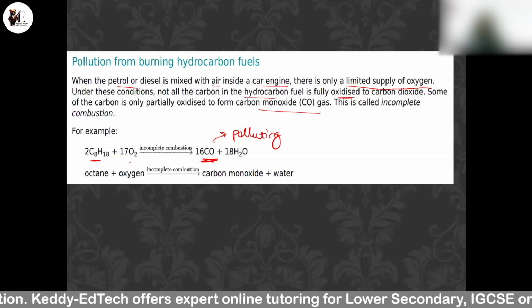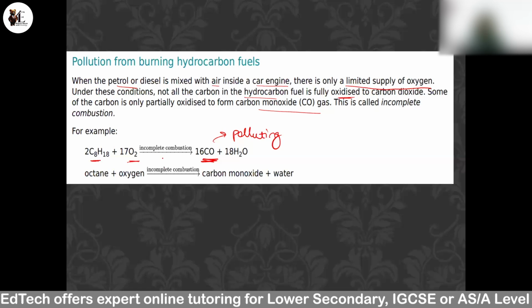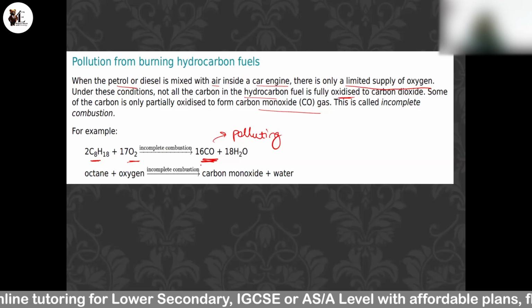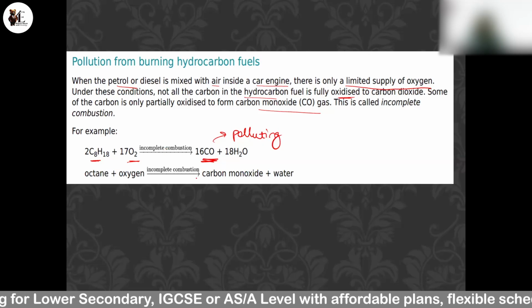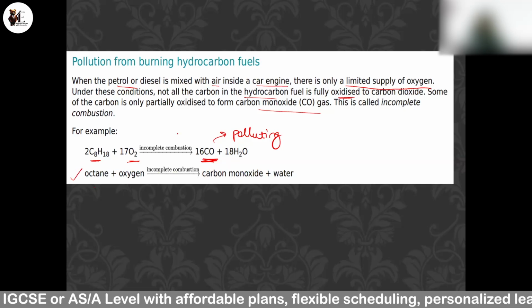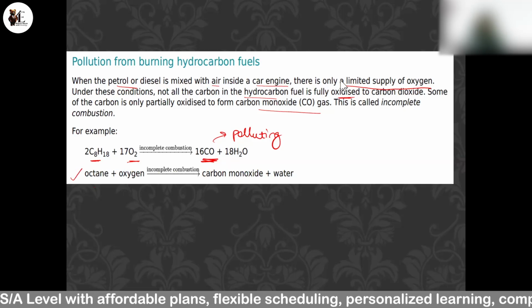This is octane when it reacts with oxygen in incomplete combustion. That means in a limited supply of oxygen, we have carbon monoxide and water. And this is the word equation: octane plus oxygen, in incomplete combustion, gives carbon monoxide and water.